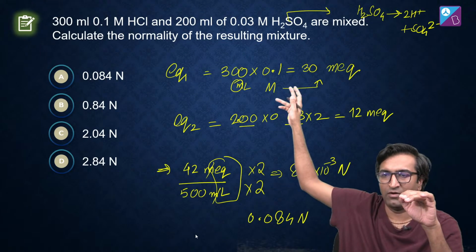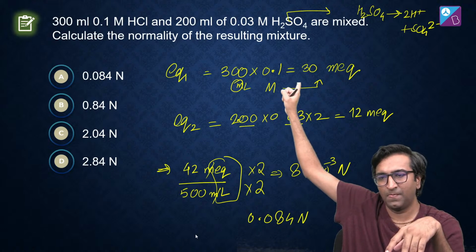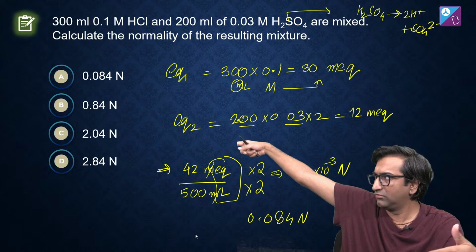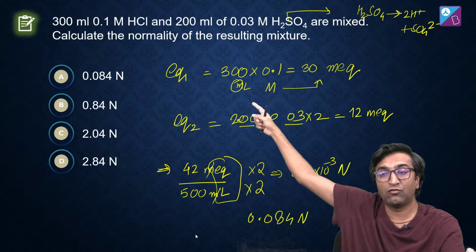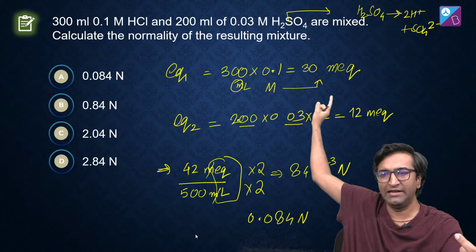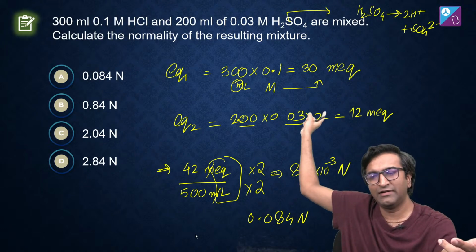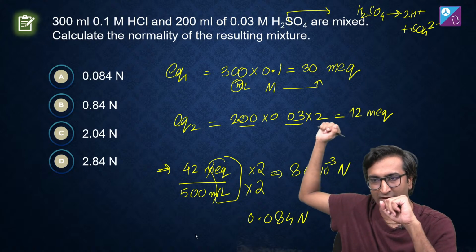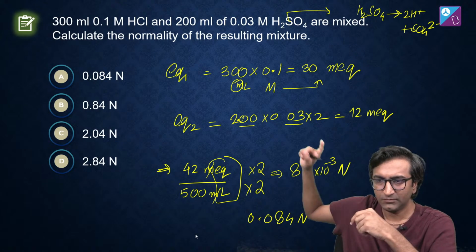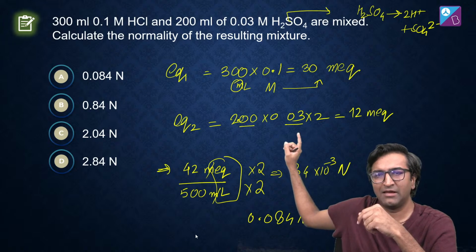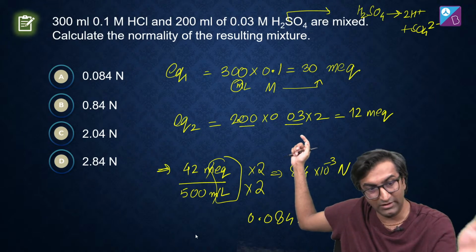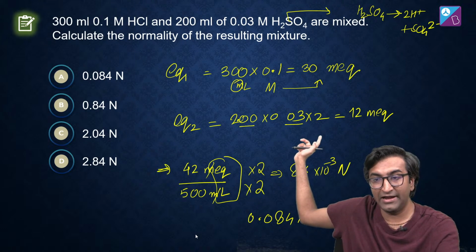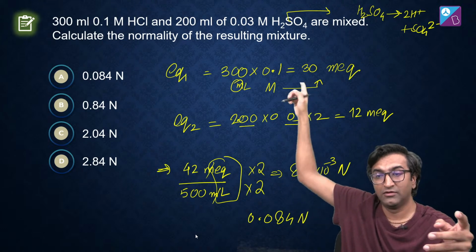What is completely first principle here? I found the equivalents of the first one, which is simply, as Zahir also said, molarity into volume. I did M1 V1. I took the volume in 300 ml, so I got this as milliequivalents. Why have I written milliequivalents? Because again, I'm talking about equivalents of H plus ions specifically. And why did I multiply by 2 here? I said I wouldn't, but that is how you convert between normality and molarity, as Zahir also said very rightly. Since I'm talking about equivalents, we should talk in terms of normality here.